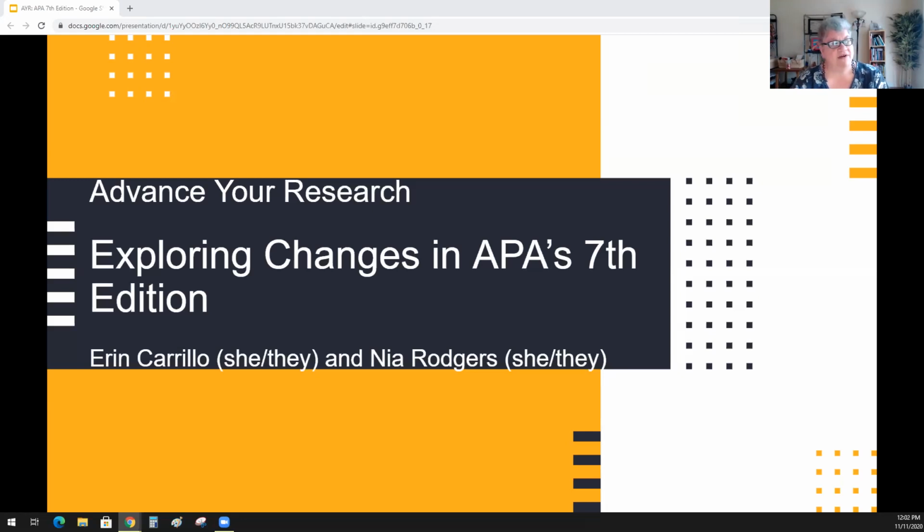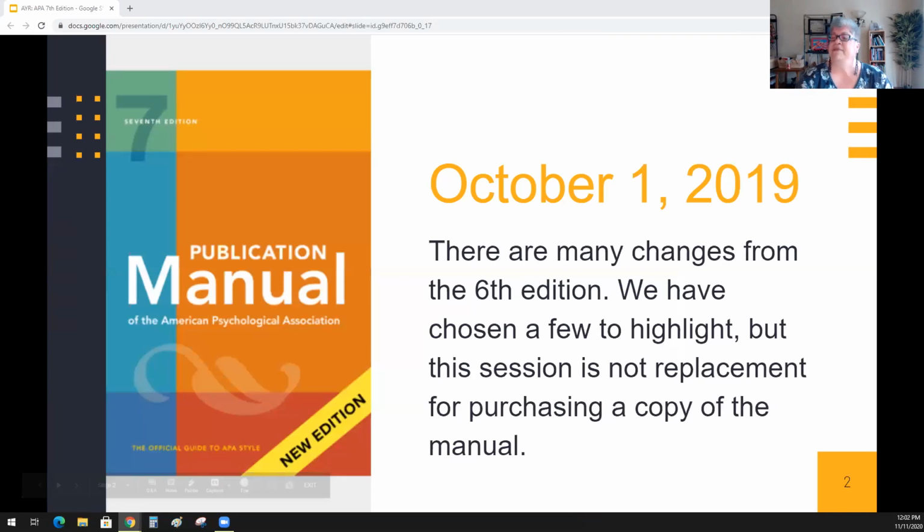We are going to be talking to you about some of the changes from APA 6 to the APA 7th editions. We want to caveat that we are not going to be telling you everything, because I don't know if you've ever looked at the manual, but it's quite large. So we're going to just do some highlights about what we think are the major things that you need to carry forward.